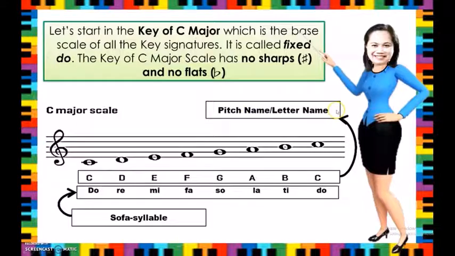Now, it has an equivalent solfa syllable. When we say solfa syllable, these are the Do, Re, Mi, Fa, Sol, La, Ti, Do. So, C is equivalent to Do in C major. D is equivalent to Re. E is equivalent to Mi. F is equivalent to Fa. G is equivalent to Sol. A is equivalent to La. B is equivalent to Ti. And the higher Do is C. Okay?